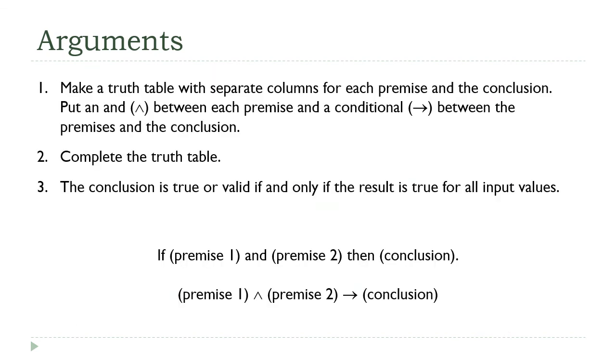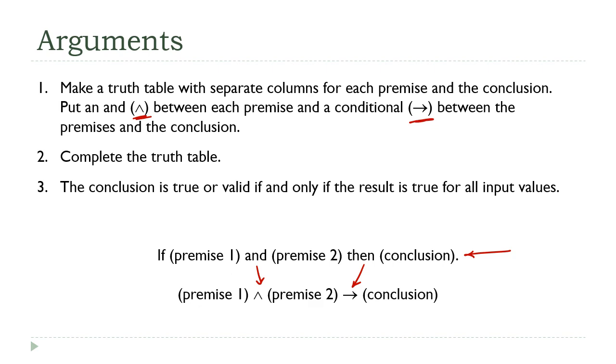All right, so I've summarized the process here. A lot of people like to have lists of steps. Step number one is make a truth table with separate columns for each premise and the conclusion. We put an "and" between the premises and a conditional between the premises and the conclusion. In other words, we break the English statement down this way, and then we've got the "and" and the "then." That's what our logical statement is going to look like.